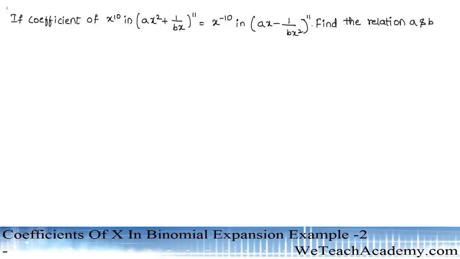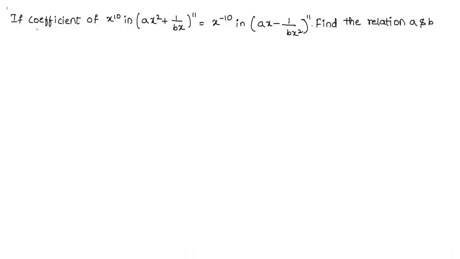Today in this presentation, we are going to solve an example on how to find the coefficient of x in the binomial expansion. So here we have: if the coefficient of x power 10 in the expansion of (ax square plus 1 by bx) whole power 11 is equal to the coefficient of x power minus 10 in the expansion of (ax minus 1 by bx square) whole power 11, then we have to find the relation between a and b, where a and b are real numbers.